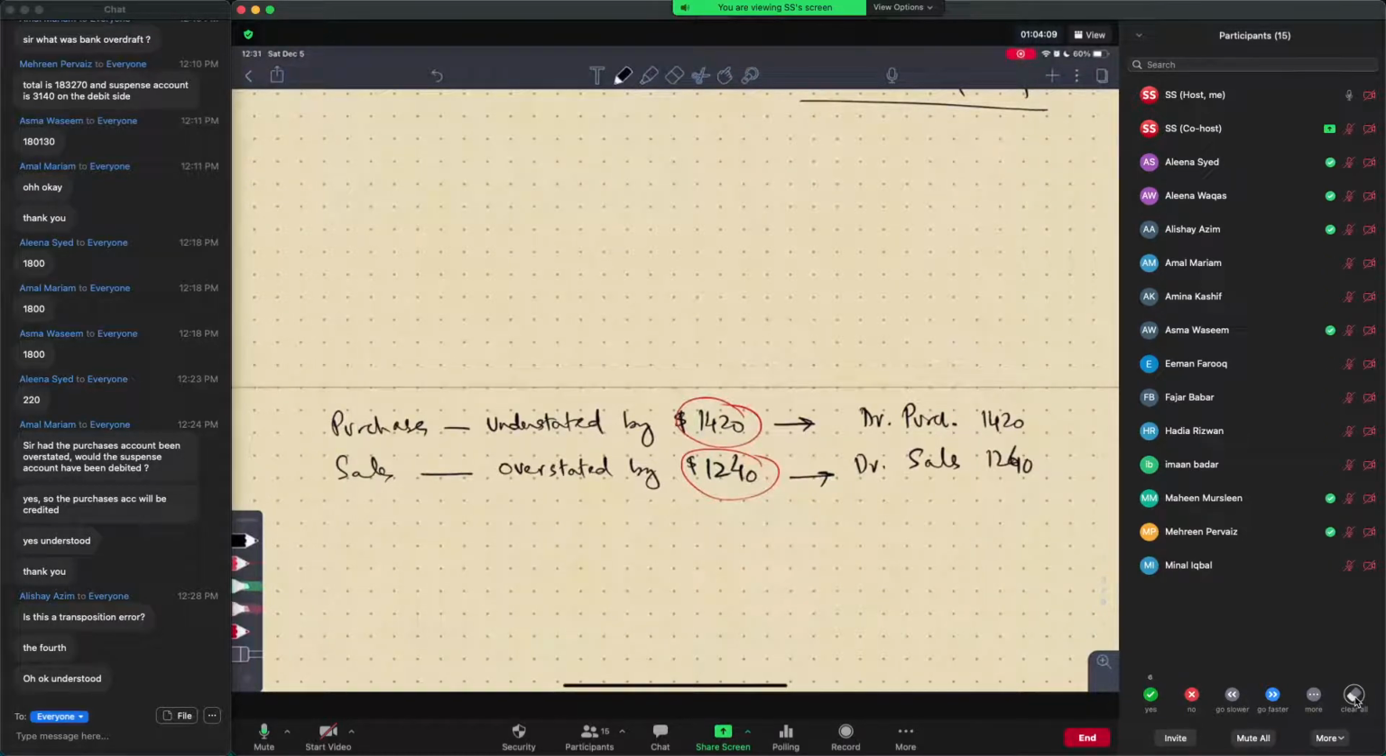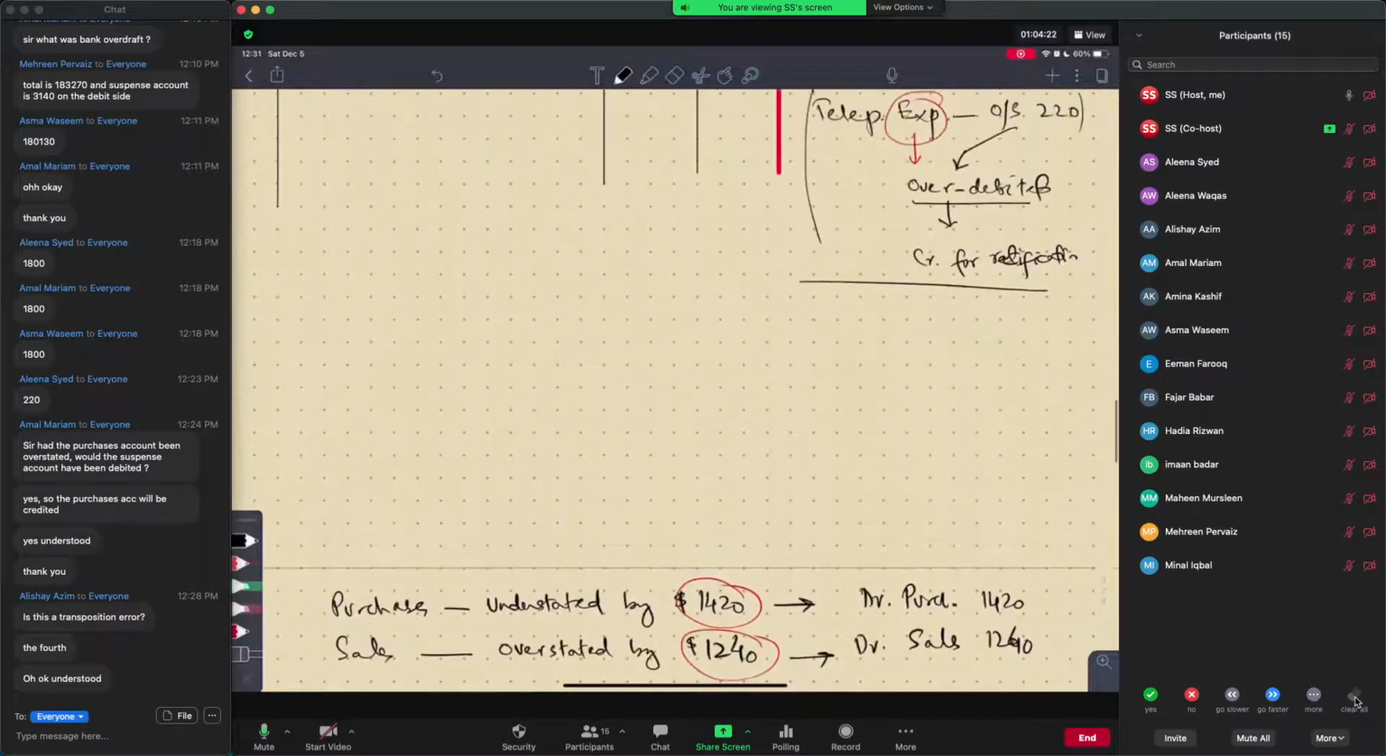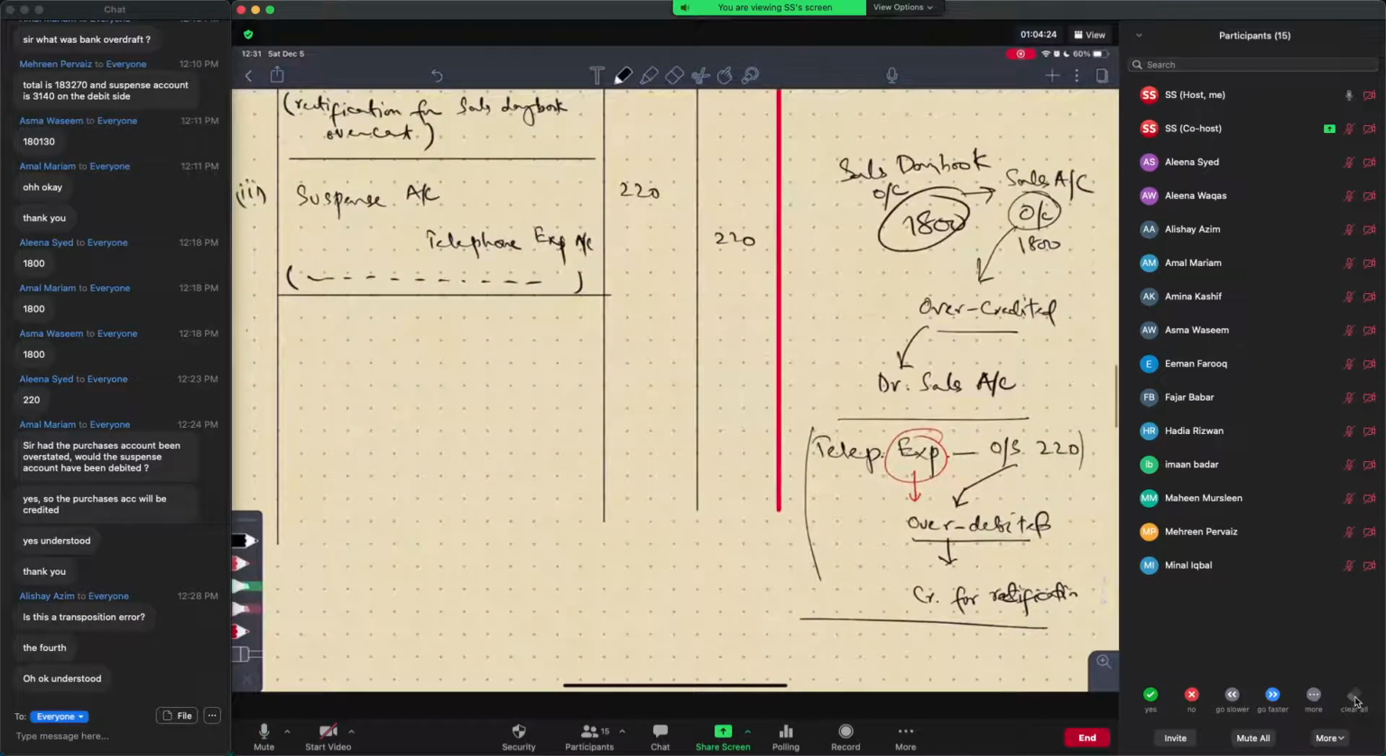Please give me a green check if you agree that agar purchase is understated hai by 1420, then we'll have to debit purchase account. And if sales are overstated by 1240, we'll debit the sales account, right? Good. So that is how we are going to fix error 4 here, right? We will debit the purchases account 1420, and we are going to debit the sales account as well, 1240.